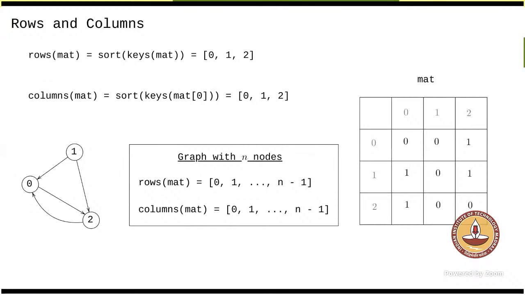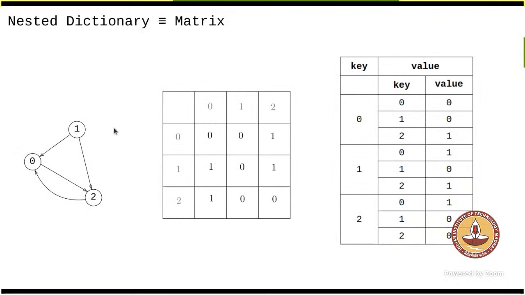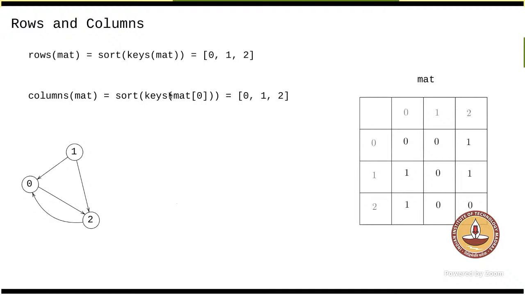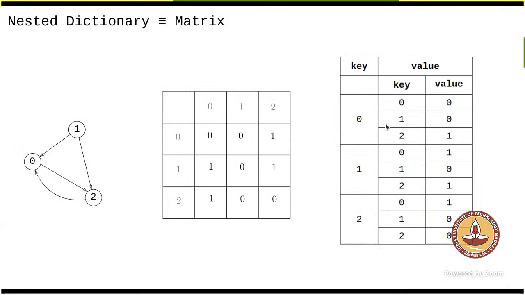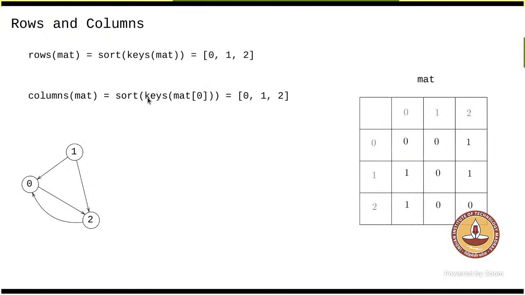Yes, sir. Sir, can you explain the columns of mat, how we are getting there? Yeah, so see the column. If you want the column, what is the column? Columns are the inner dictionaries, right? So they are representative of the columns. If mat is the entire dictionary, mat of 0 will be this inner dictionary. Now, what you are asking is, show me the keys of mat of 0, the keys of this inner dictionary. Those keys will be 0, 1, 2 in some order, and you are just sorting them. So sort of keys of mat of 0.